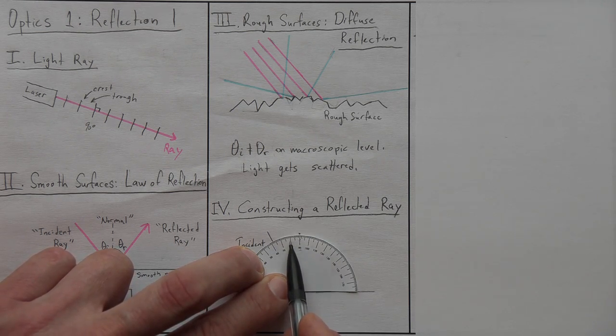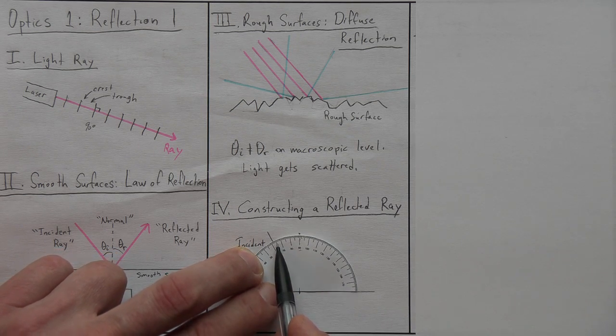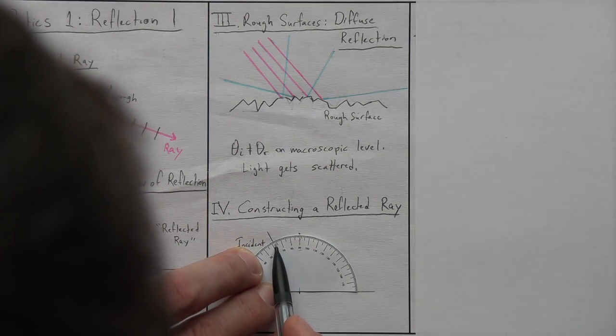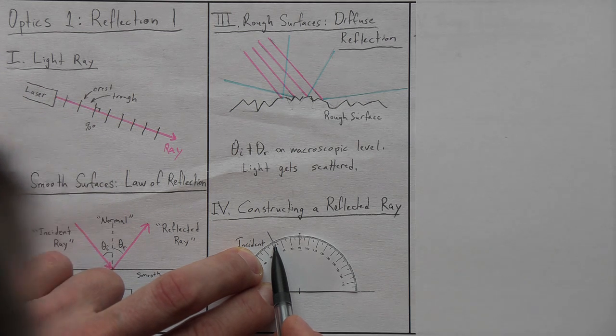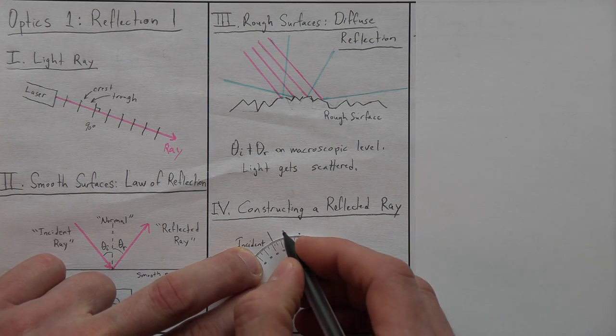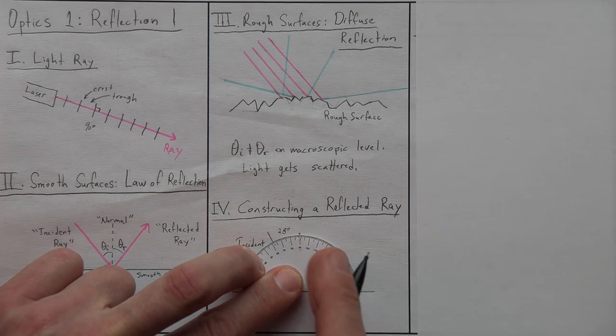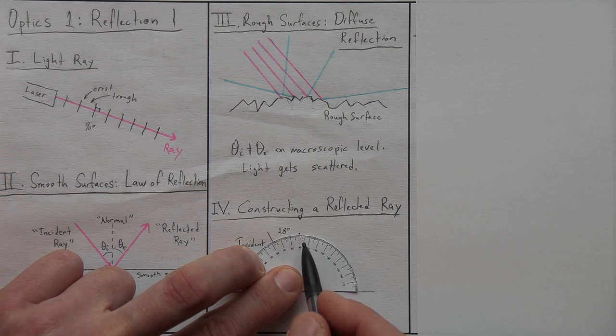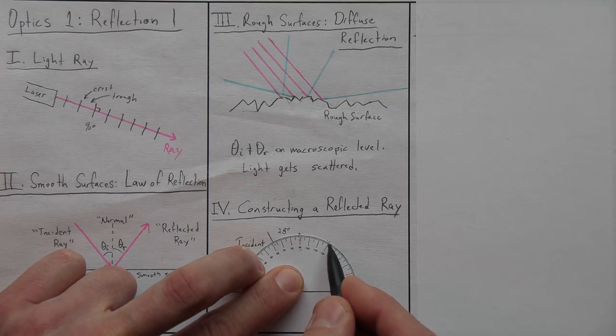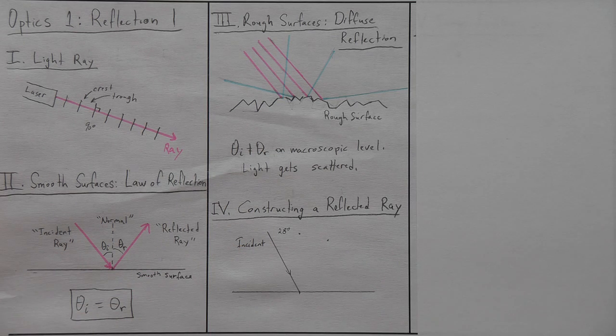So the incident angles 10, 20, 25, 26, 27. Yeah, looks like about 28 degrees. Okay? So I'll jot that down, 28 degrees. So what I have to do to make the reflected ray is make 28 degrees on the other side. Again, ignore the numbers. See, 90, 100, 110. No, this is 10, 20, 25, 28 is somewhere around there. So I make a little mark and I remove the protractor.